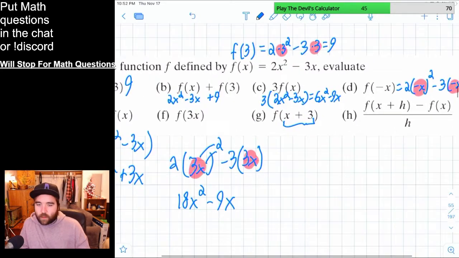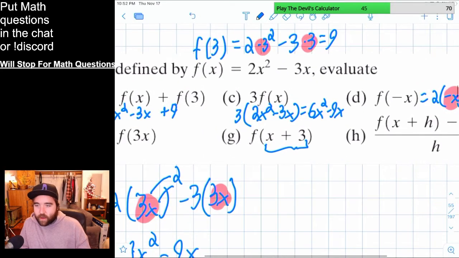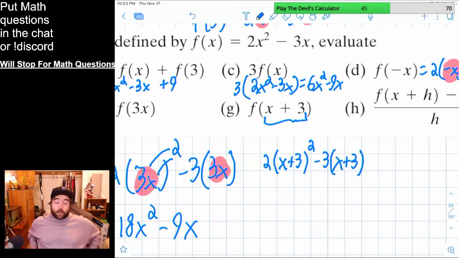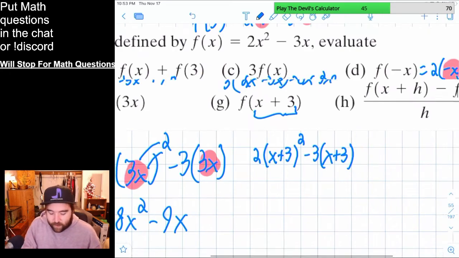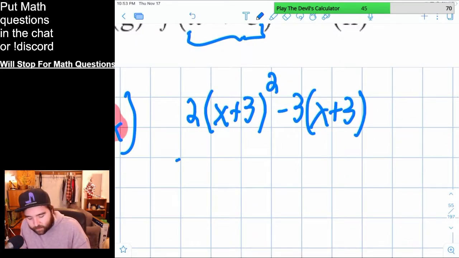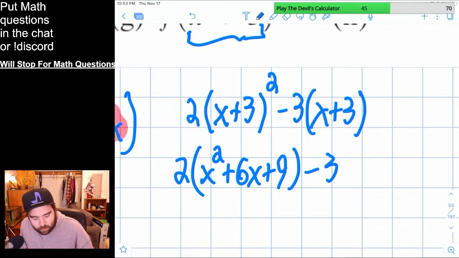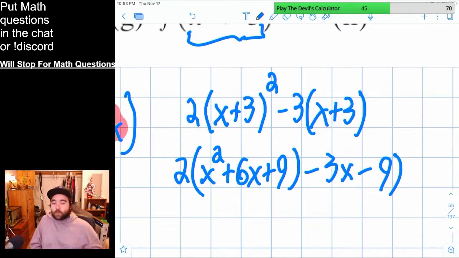Beautiful. So now here, same type of idea, f of x plus 3. So you're replacing all of the x's with x plus 3: 2 times x plus 3 squared minus 3 times x plus 3. And now notice here, if you're going to square x plus 3, you're not just squaring the x and squaring the 3. You've got to distribute that all out. So what is x plus 3 times x plus 3? Well, it's a squared plus 2ab plus b squared. And then I'll go ahead and distribute that negative 3 now. Make sure you're distributing a negative along with the 3.